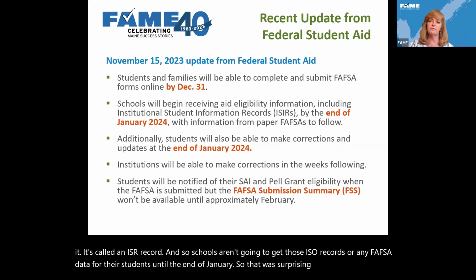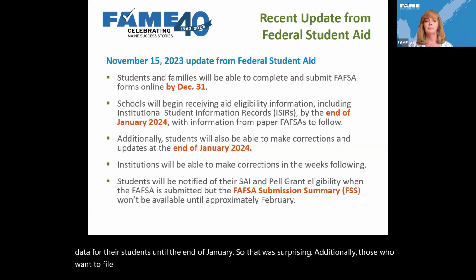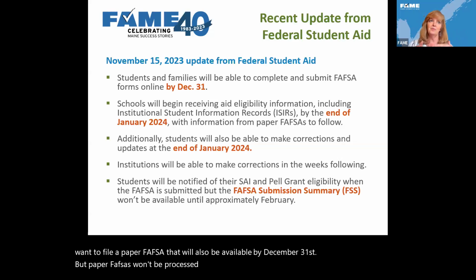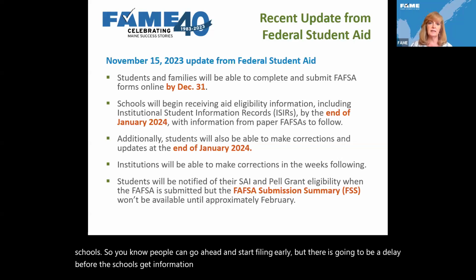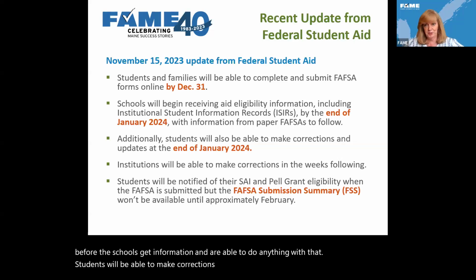Additionally, those who want to file a paper FAFSA, that will also be available by December 31st, but paper FAFSAs won't be processed until ISIR records are processed and sent out to the schools. So people can go ahead and start filing early, but there is going to be a delay before the schools get information and are able to do anything with that. Students will be able to make corrections and updates at the end of January. So that's the positive spin.